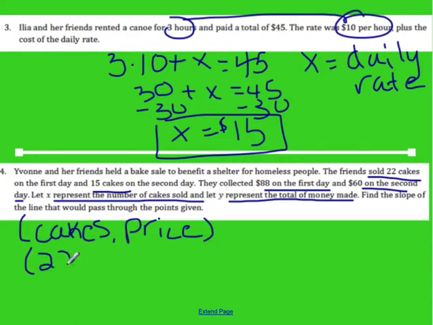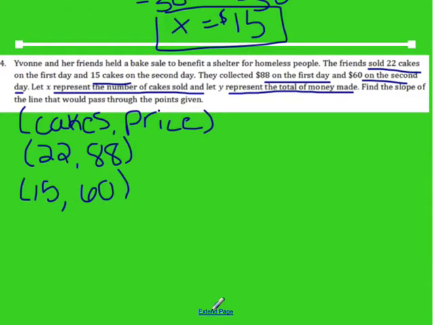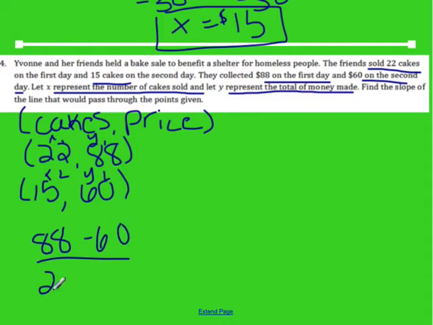When we sold 22 cakes, we made $88. When we sold 15 cakes, we made $60. So now we're going to go ahead and calculate out the slope. So I have x1, y1, x2, y2. So I have y2 minus y1 over x2 minus x1.